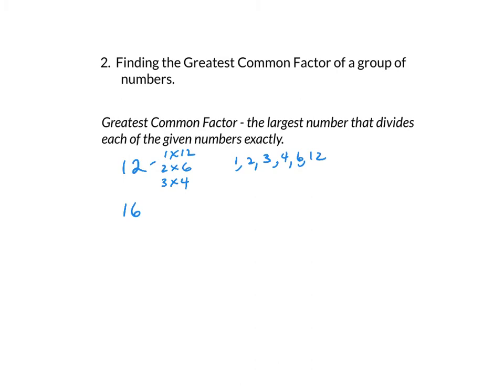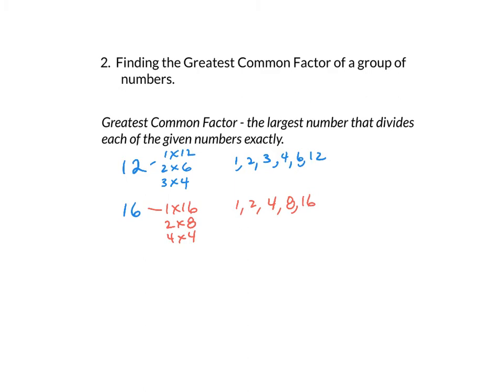What are all the factors of 16? Well, all the factors of 16 are 1 times 16, 2 times 8, and 4 times 4. And once again, if I wanted to, I could write all those numbers in order from the smallest to the greatest. And I would have 1, 2, 4. I'm not going to repeat the second 4, 8, and 16.